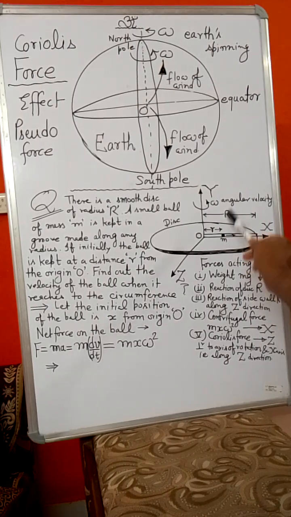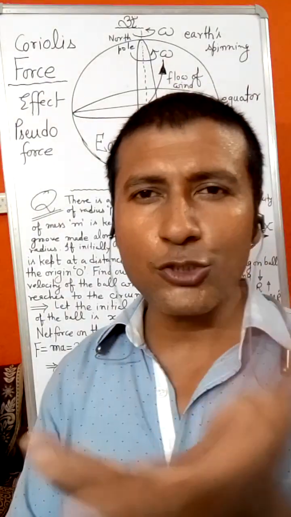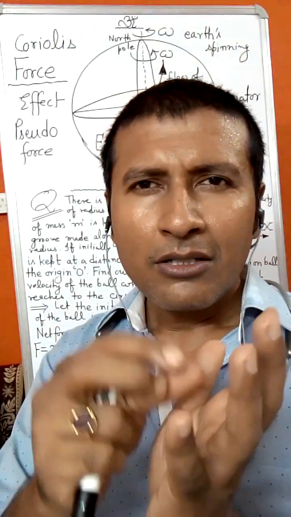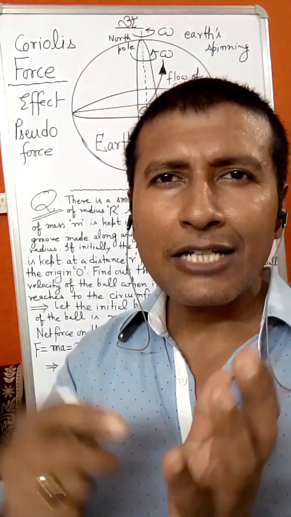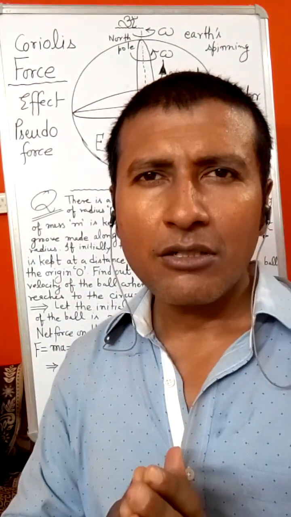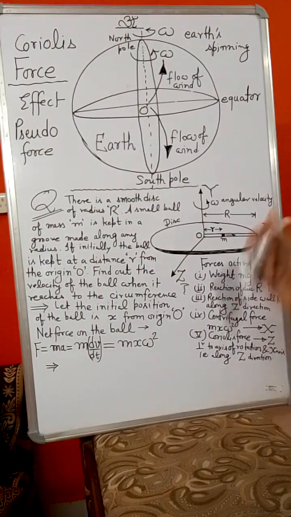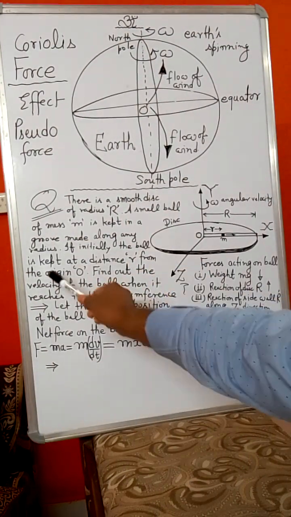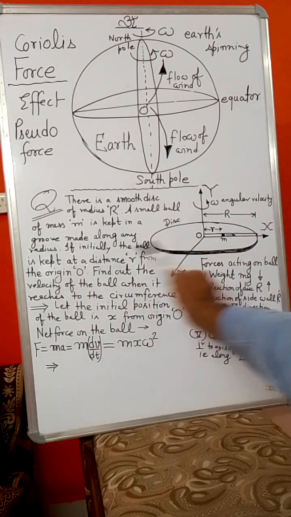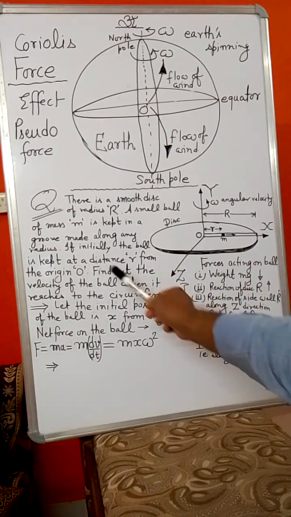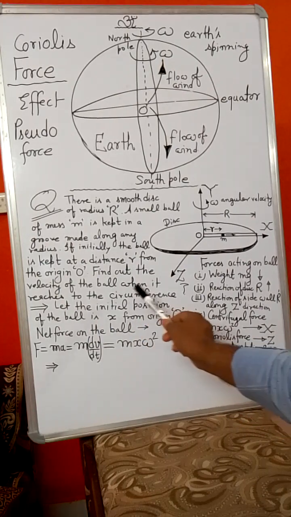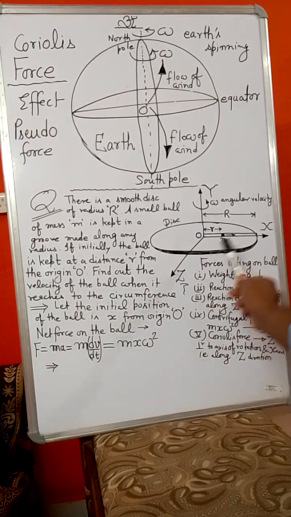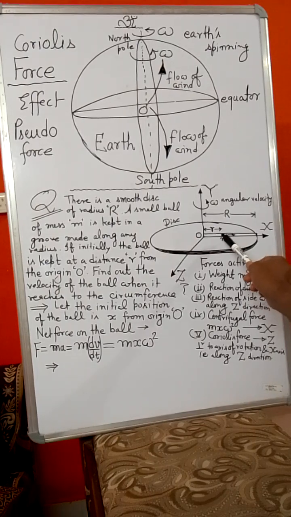This is a groove, and a small ball of mass m is kept inside this groove. So what will happen? You can imagine the situation when the disc starts rotating. There is a tendency of this ball to move along the groove and come to the circumference. Let's understand it once again. Initially the ball is kept at a distance r from the origin, this point is our origin. What we have to calculate is the velocity of the ball when it reaches the circumference.